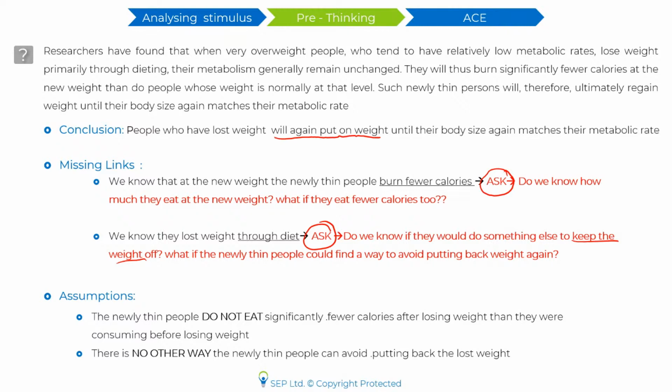Vamsi, we don't know whether people who are at normal level can lose weight easier or not. Because all we know is people at the normal weight, they burn more calories, but how much do they eat, we don't know. Jaideep, no other way means nothing other than the diet. So the other way could include a lot of things. Yes, Kaveri.